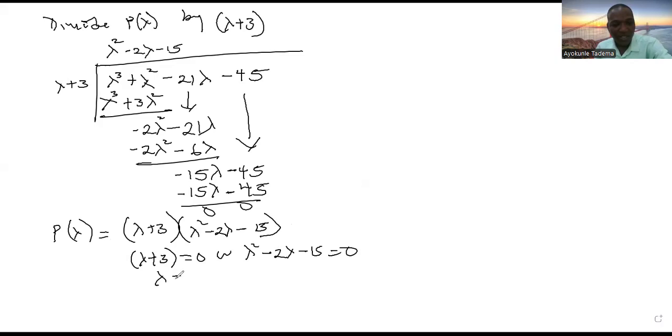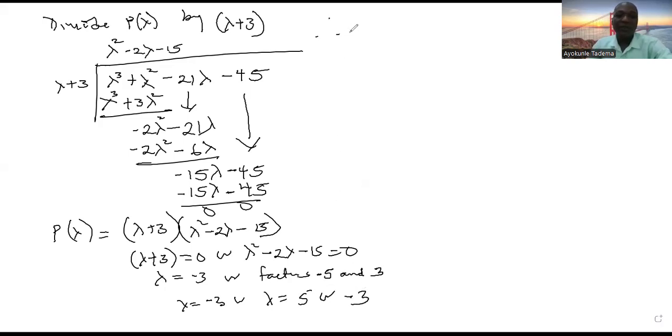And here we have lambda equals minus 3, or we factorize this. What's your factor here? Two numbers you multiply to have minus 15, and when you add together, we have minus 2. That should be minus 5 and positive 3. So we have lambda equals minus 3, or lambda equals positive 5, or negative 3.